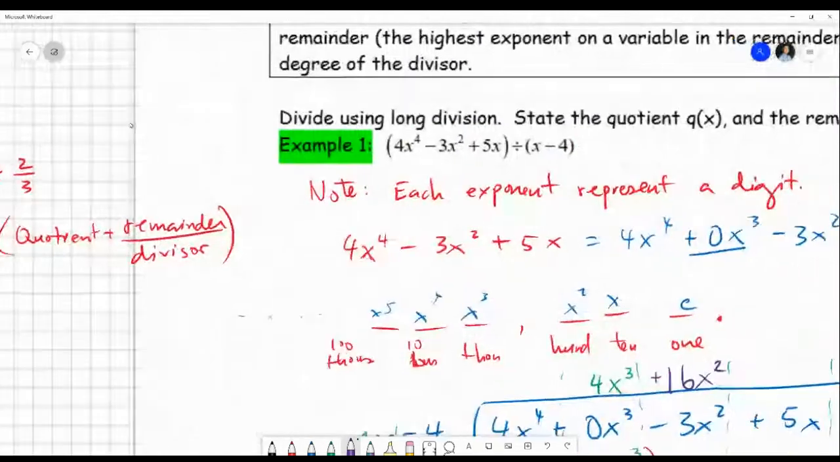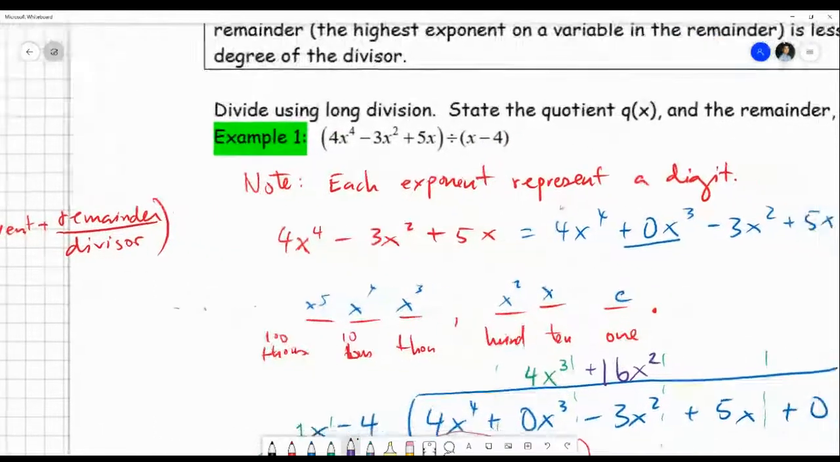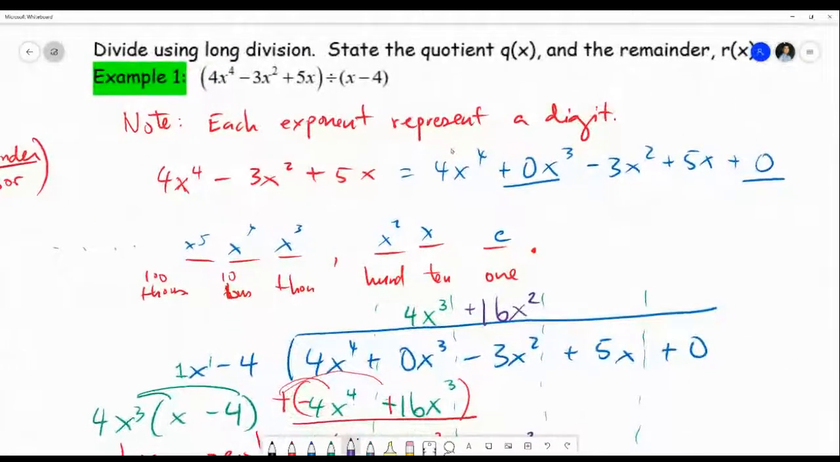So let's look at the process of how we do polynomial long division. Before we do that, make sure that you take note that each exponent represents a digit. So therefore, we need a placeholder. As you can see here, we have the x cubed and the constant term missing. When you think about it, the constant is in the 1s place, the x is in the 10s place, the x squared is in the 100s place, and so forth.